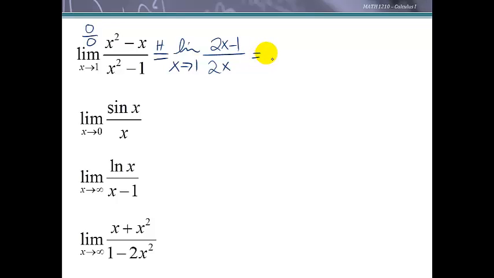Now we can directly evaluate, and we would have 2 minus 1 is 1 over 2 times 1 is 2, and that's what we got when we did the algebraic manipulation. So this was another way to get there using L'Hopital's rule.